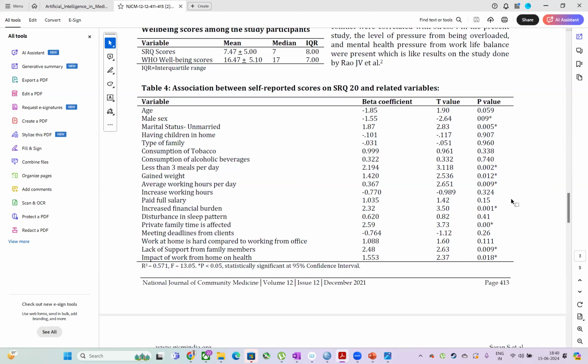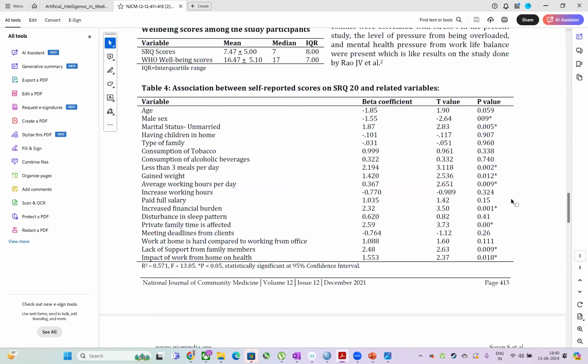Here, marital status unmarried. Unmarried people have a 1.8 unit increase in score when compared with married people. Likewise, each and every variable you have to interpret.